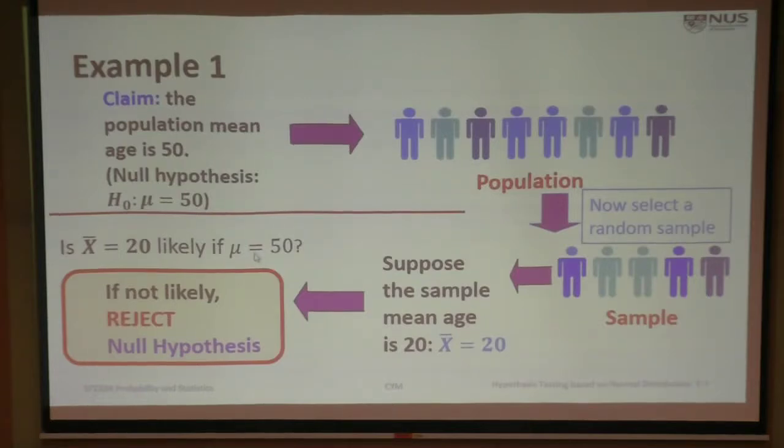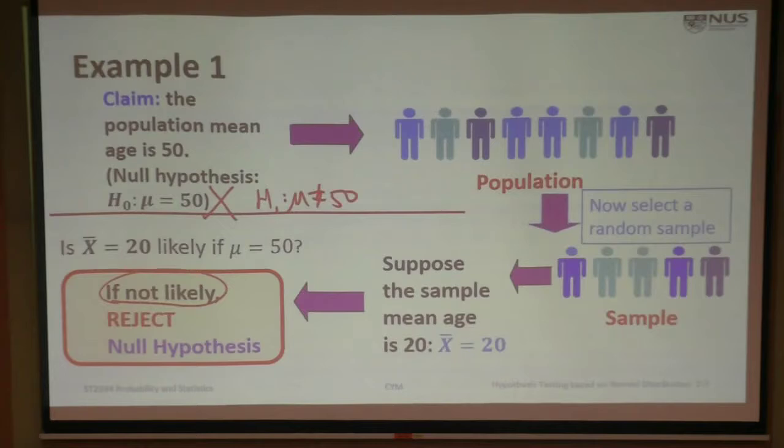If the population mean is 50, is it likely to see x bar equal to 20, the sample mean of a random sample from this population? Now, if it's not likely, then we reject this hypothesis. So that's the idea behind it. So basically, here the alternative is mu does not equal 50. Now I take a sample and find the sample age.